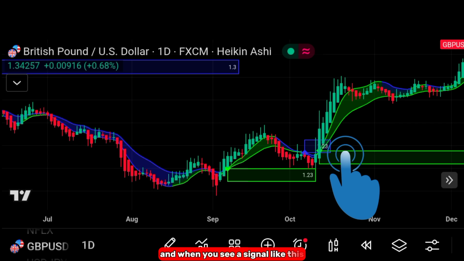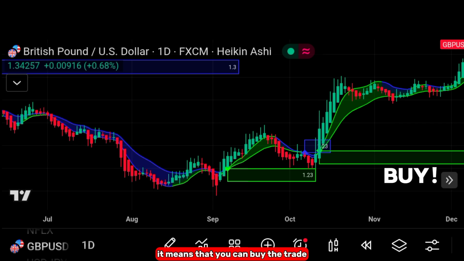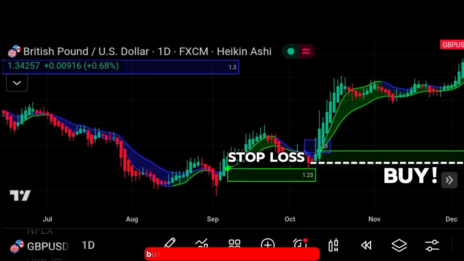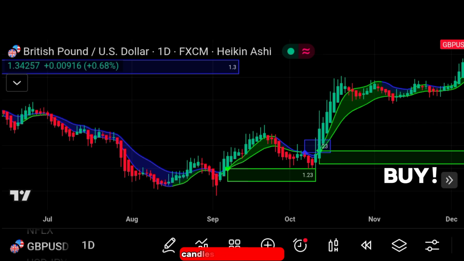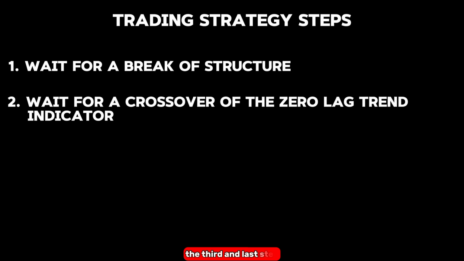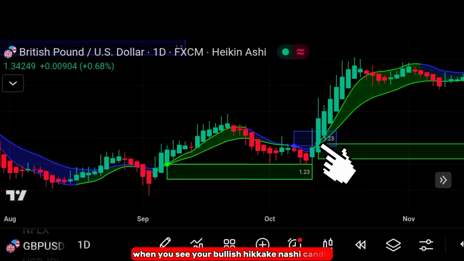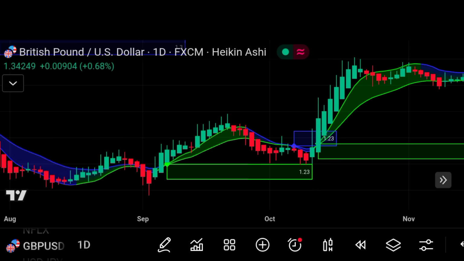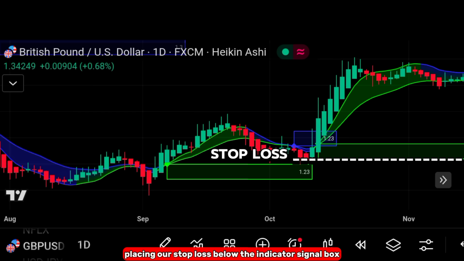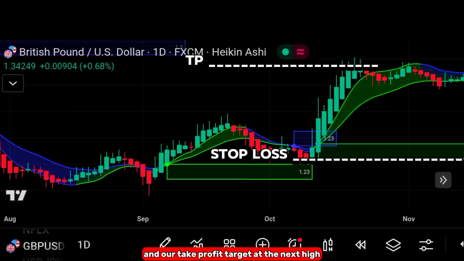And when you see a signal like this, it means that you can buy the trade and place your stop loss below the box, but not yet. This is where the Heikin-Ashi candles come into play. After the signal has appeared, the third and last step is for you to wait for a bullish Heikin-Ashi candle. When you see your bullish Heikin-Ashi candle after a buy signal from the indicator has appeared, it becomes the last trumpet for you to enter the market. So we enter the market, placing our stop loss below the indicator signal box and our take profit target at the next high. Now, let's take a look at another example on the chart.